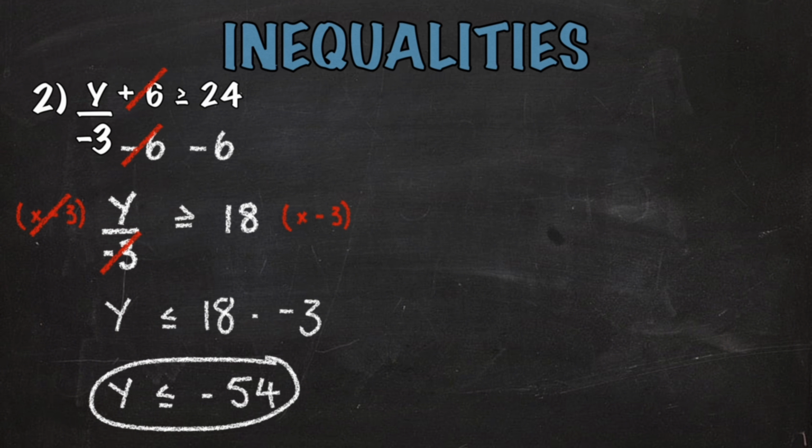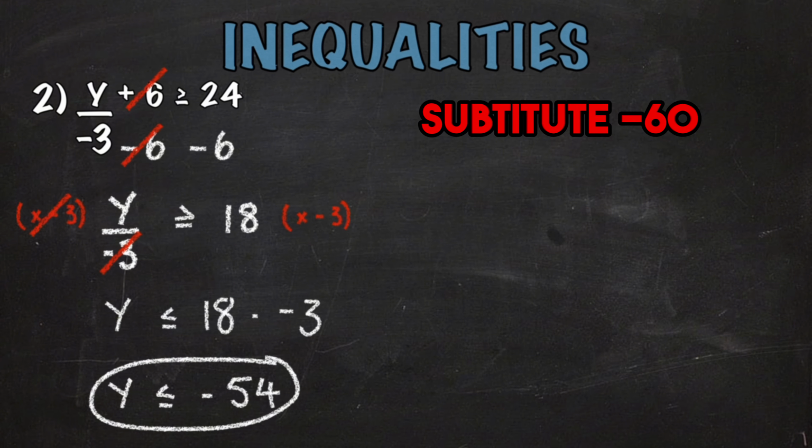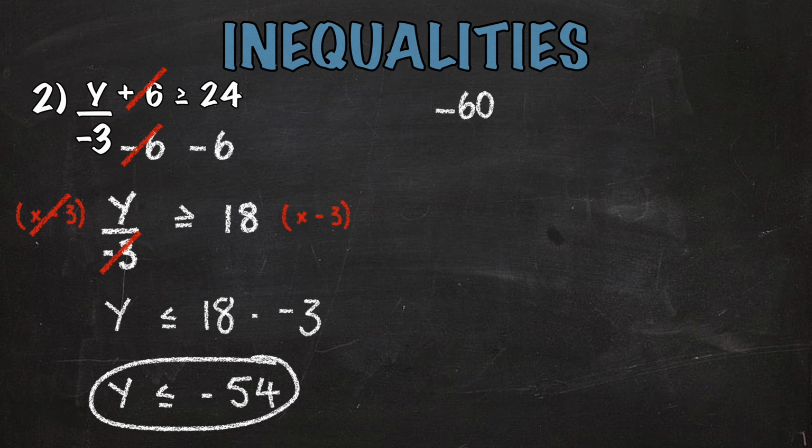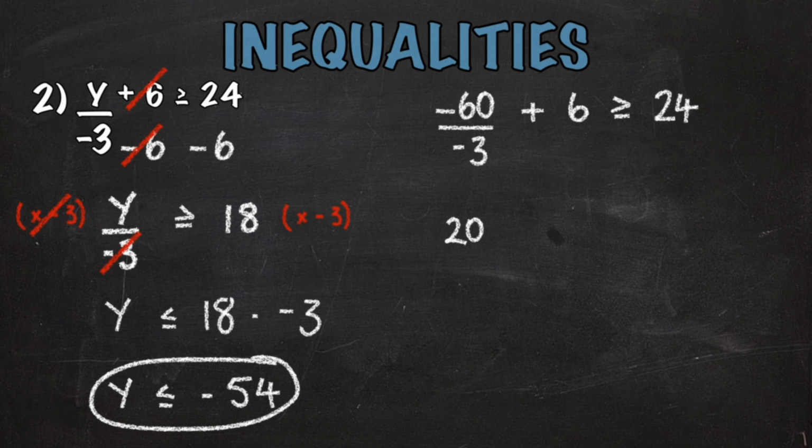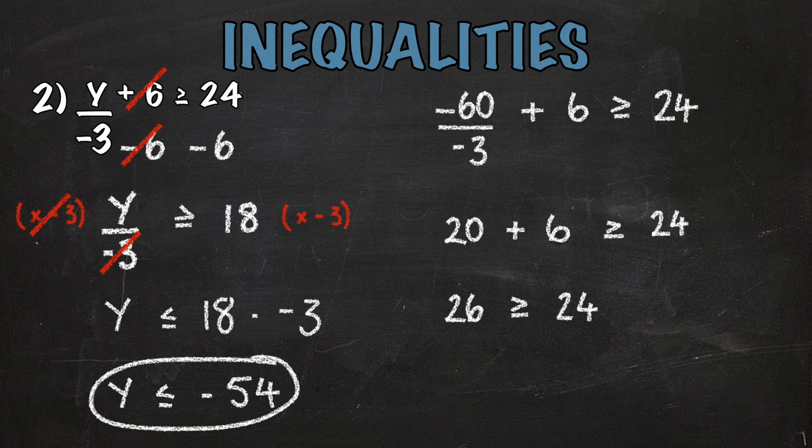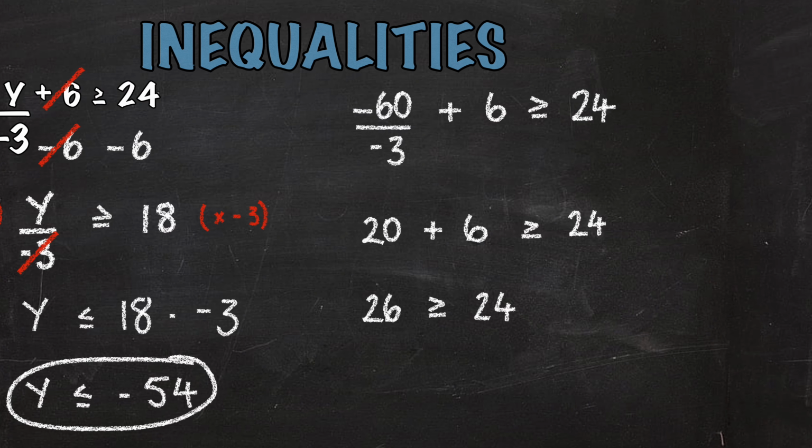If we substitute minus 60 into the inequality, we can see if our answer is correct. So minus 60 divided by minus 3 plus 6 is greater or equal to 24. Minus 60 divided by minus 3 gives us 20, since the negatives cancel each other out. Then 20 plus 6 gives us 26, which is greater or equal to 24. So we can see that our answer is correct.